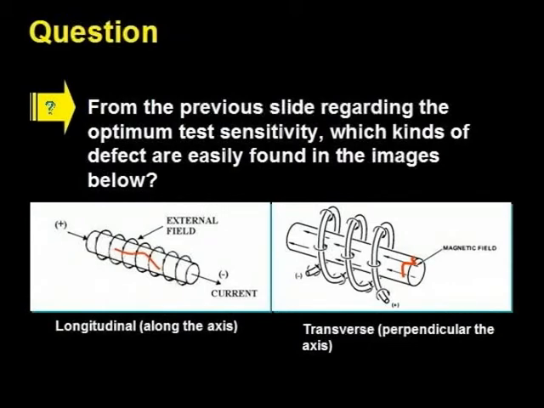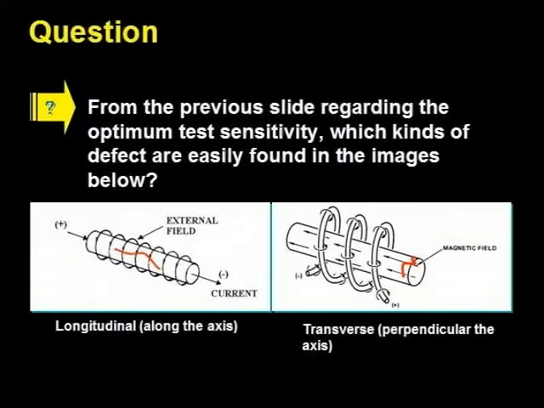From what you have learned so far, you should be able to answer the question, which kinds of defect are easily found in the two images? The answer in both cases is the best orientation is for defects perpendicular to the lines of force. The lines of force from a current through the test article are circular. Thus, the best defect orientation is longitudinal.